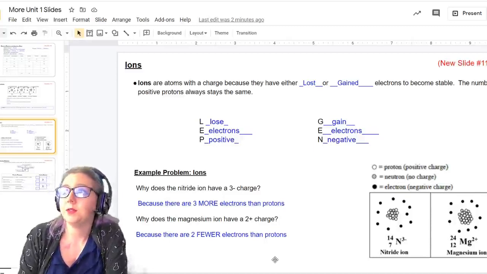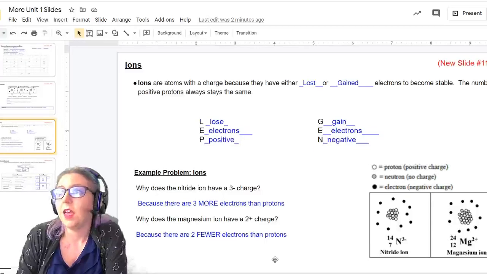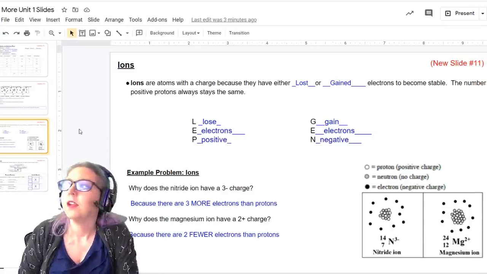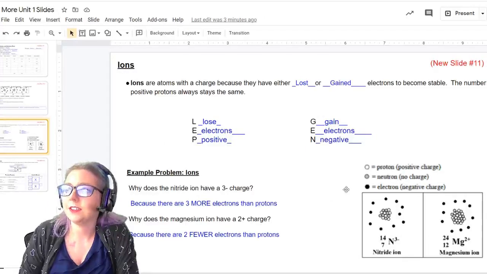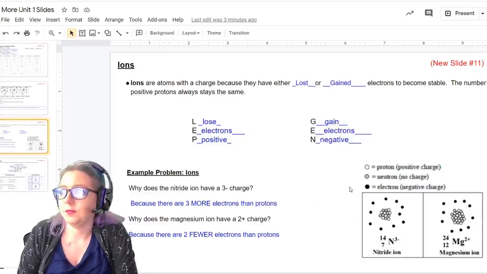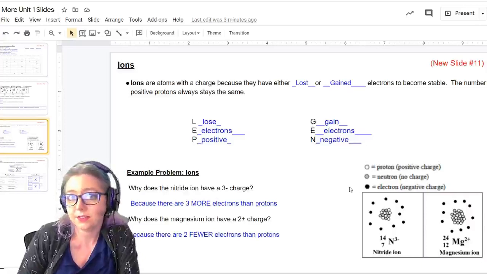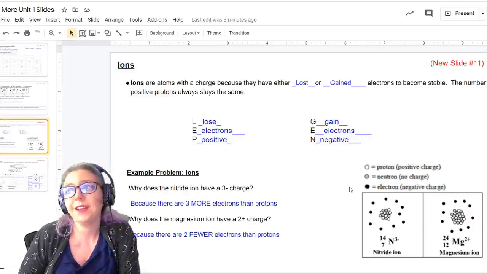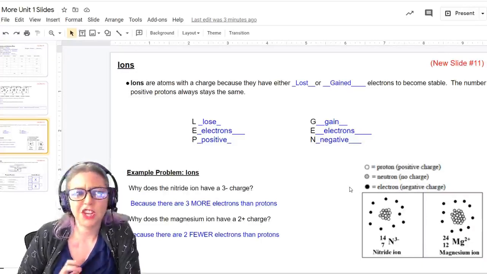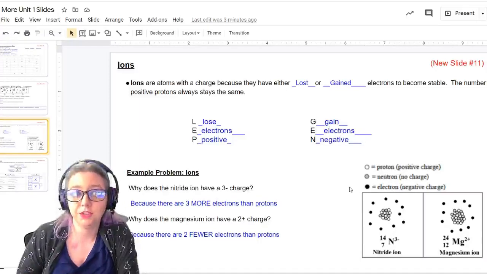So ions are atoms with charges because they've either lost or gained electrons. The number of positive protons always stays the same. So this slide is entirely new. I didn't make a few changes. This slide isn't on your old unit notes at all. The reason is because we decided that if we have a unit test in chemistry for Unit 1, we are not going to test you on ions for Unit 1. But since ions played such a huge part in the POGL, I felt that you should have these notes to make sure we're all on the same page.